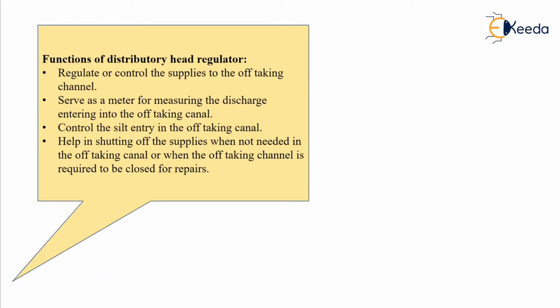Fine. So it regulates or controls the supplies to the off-taking channel. It serves as a meter for measuring the discharge which is entering the off-taking canal. Actually, this is a device which gives us the value directly as a discharge, in meter cube per second, or sometimes on the basis of a kilometer, because channel length is counted in kilometers also. So it gives a direct value of the discharge.